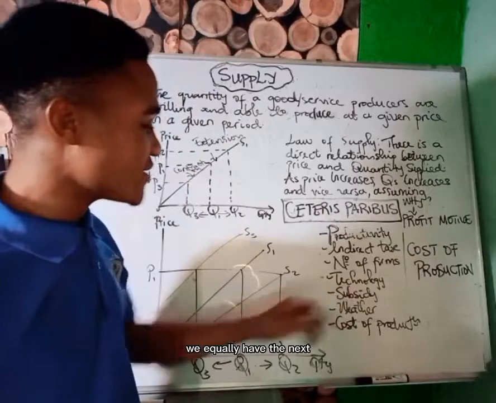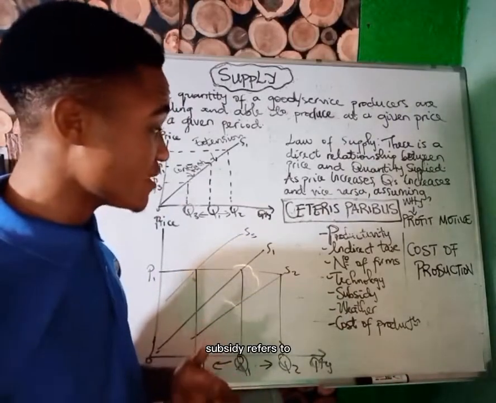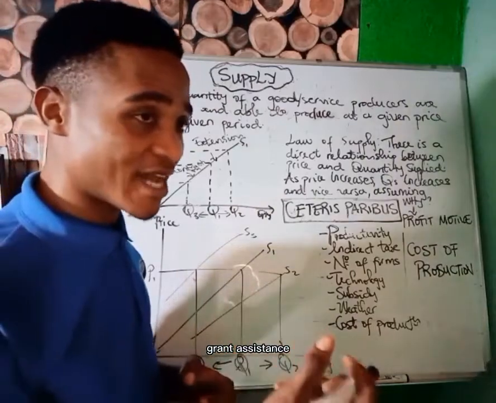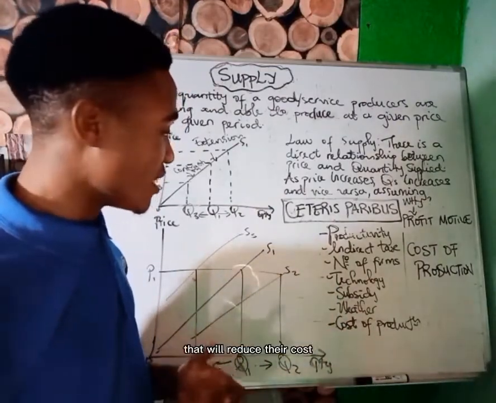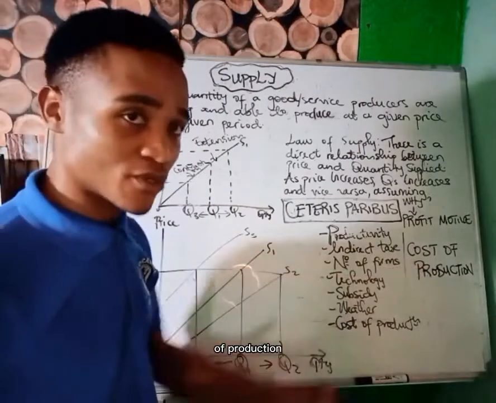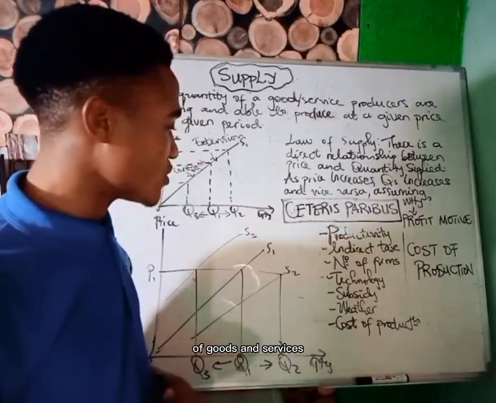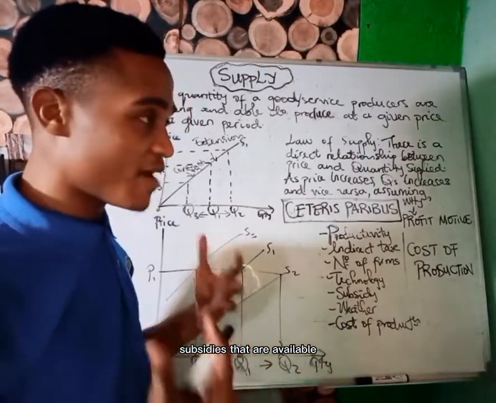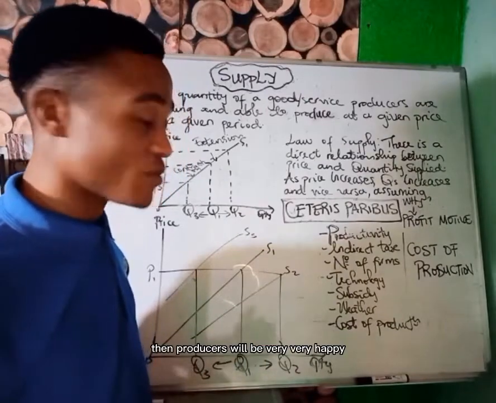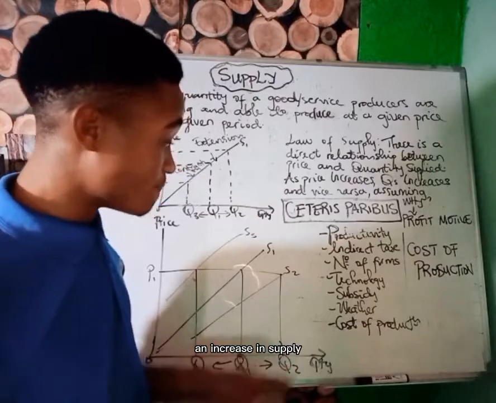The next factor that we have on the board is subsidy. Subsidy refers to money grants, assistance given by the government to producers or farmers that will reduce their cost of production, and in return increase the output of goods and services. So if subsidies are available in the economy, then producers will be very happy, and this will lead to an increase in supply.